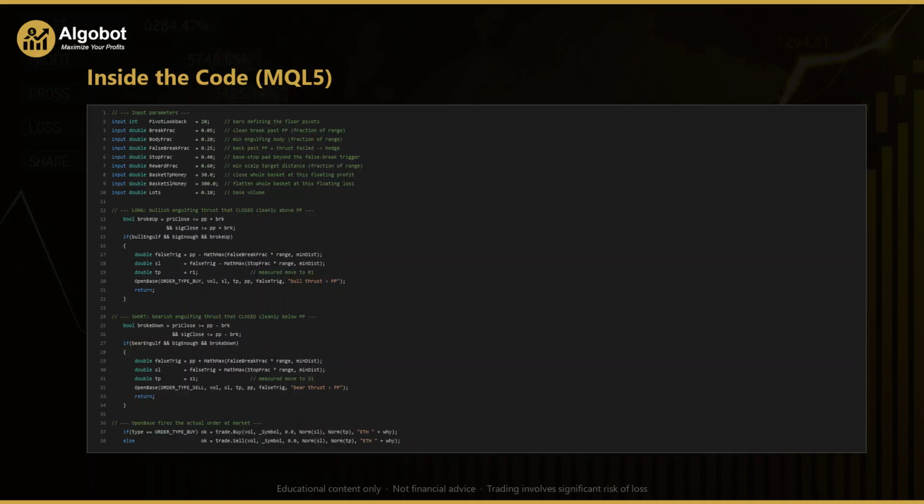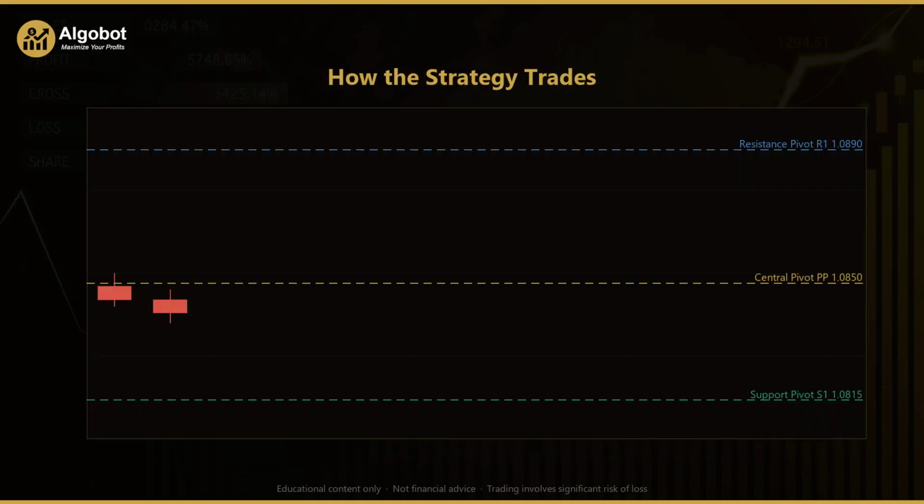At the bottom, OpenBase is where the order actually goes to market. If it's a buy, it calls trade.buy with the volume, the normalized stop, and the take profit. Otherwise, it calls trade.sell with the same structure. Both sides share that one clean execution path. Let's bring this to life on the chart.